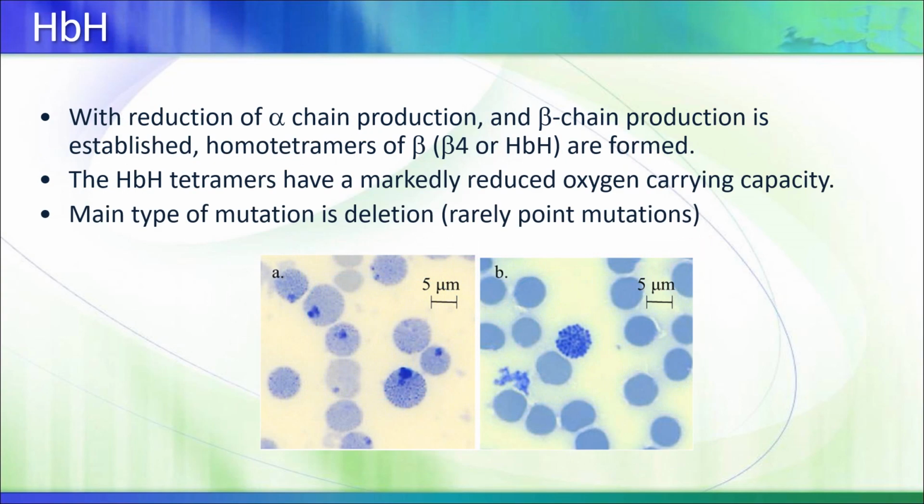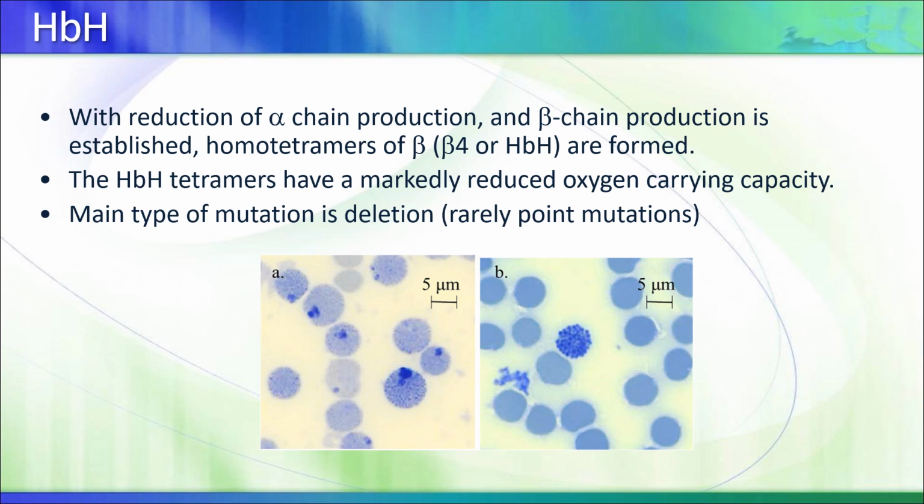Now, if there is low production of the alpha chain, this means that there is a high probability that you will have a hemoglobin molecule that is composed of 4 chains of beta. Such a molecule is known as HbH. So HbH is a hemoglobin molecule that is a homotetramer of beta. Now the HbH molecule has reduced oxygen carrying capacity.